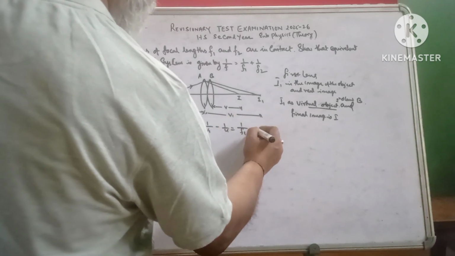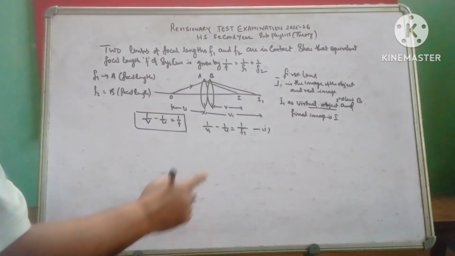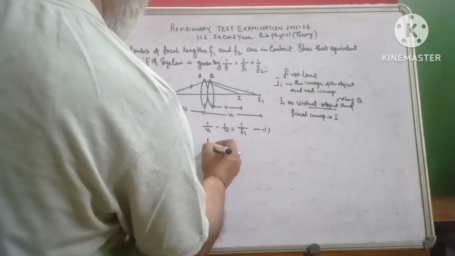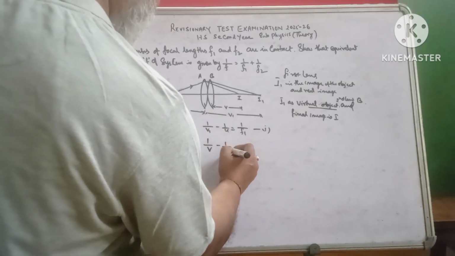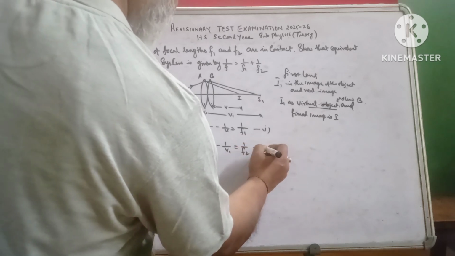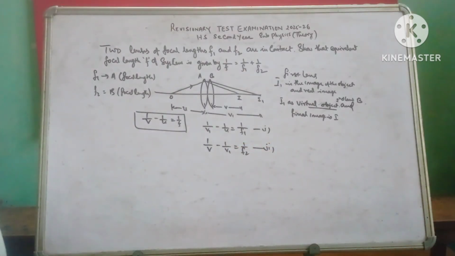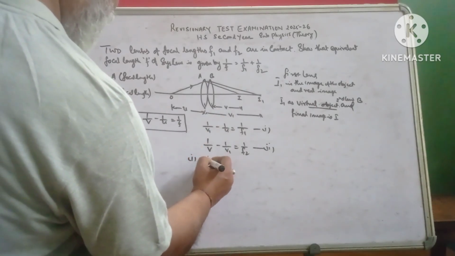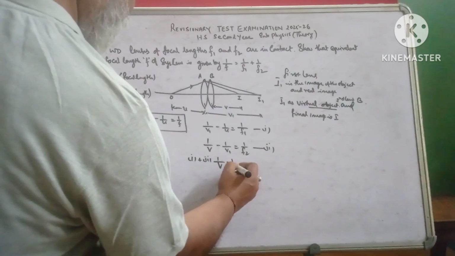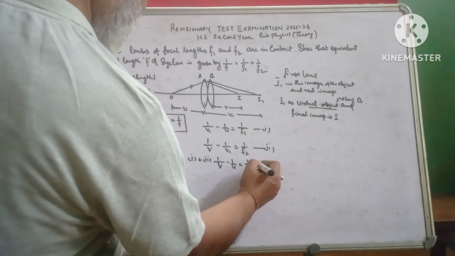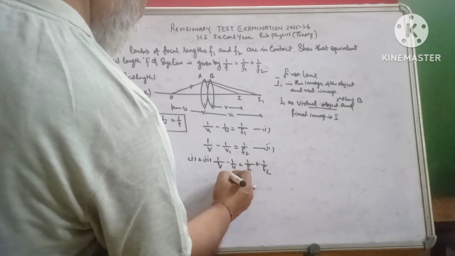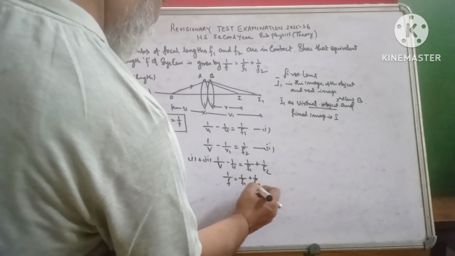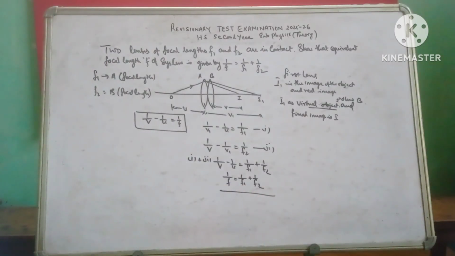And this is equation 1. For your second lens, this is your object and this is your image: 1 by V minus 1 by V1 is equal to 1 by F2. So when you add these two, equations 1 and 2, you get 1 by V minus 1 by U is equal to 1 by F1 plus 1 by F2. So 1 by F is equal to 1 by F1 plus 1 by F2. This is your answer.